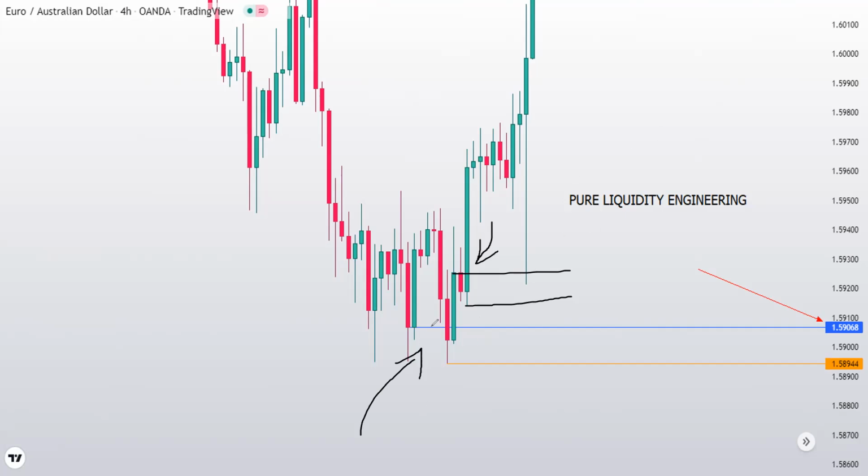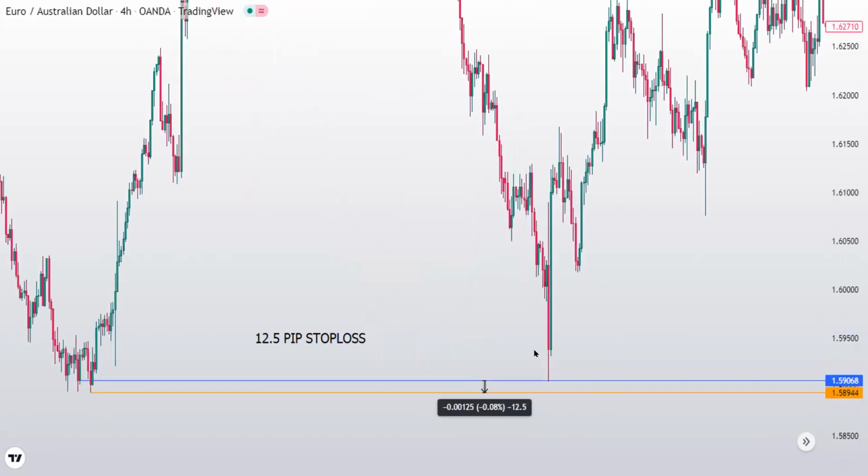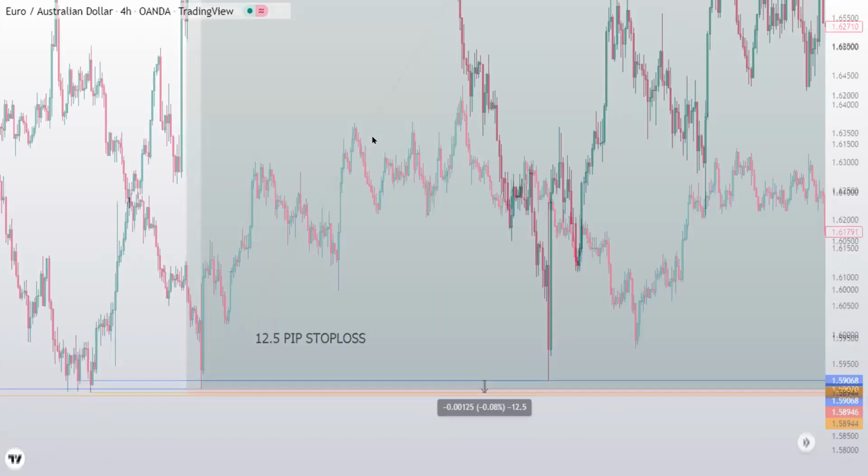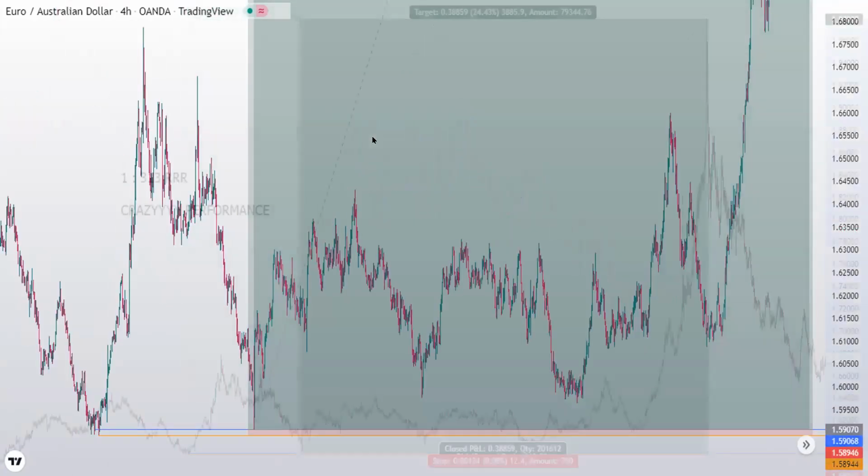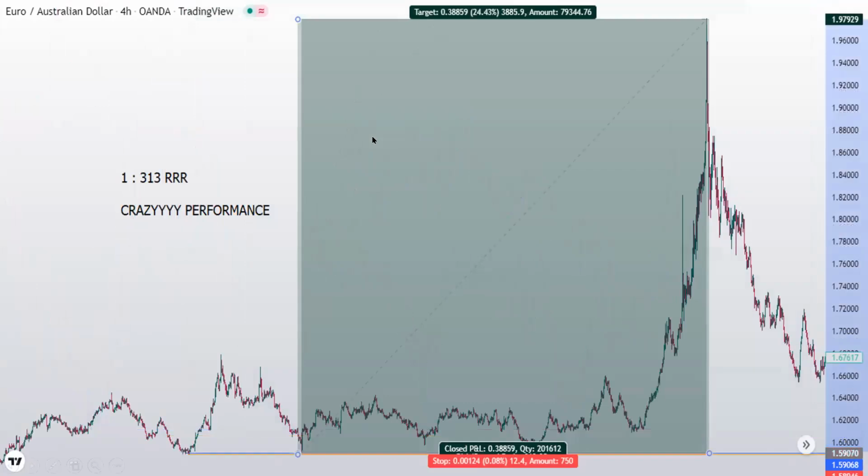So as long as we have this liquidity engineering, and this concept, we will discuss it in, I think, maybe the third, if not the fourth agglomeration. So the market comes to that liquidity engineering entry point there, then the market taps that liquidity engineering point, then the market now moves in the true direction, and the market moves almost 3,885 pips, almost 1 to 313 ratio. Risk was only 12 pips, as you can see.